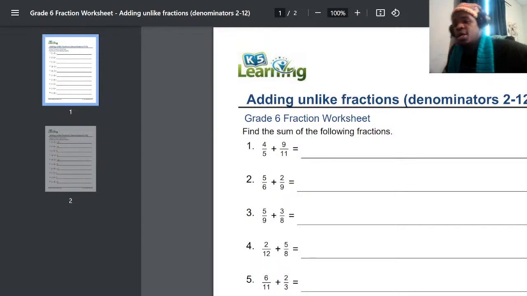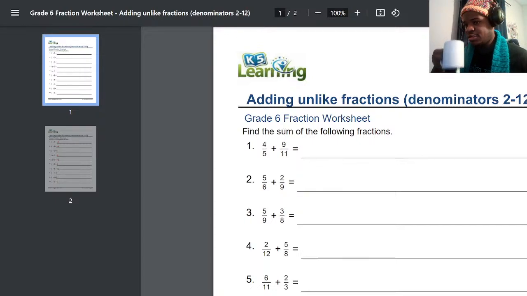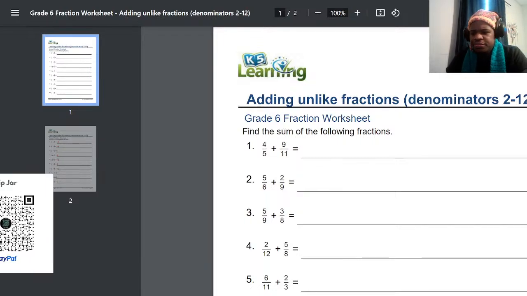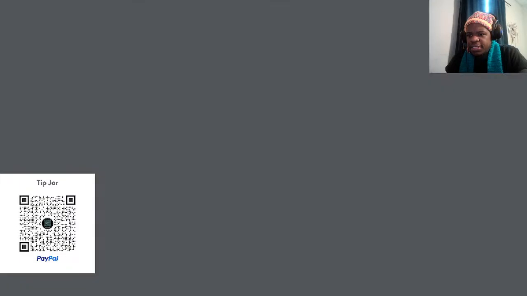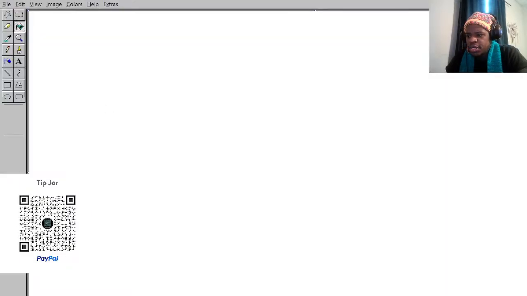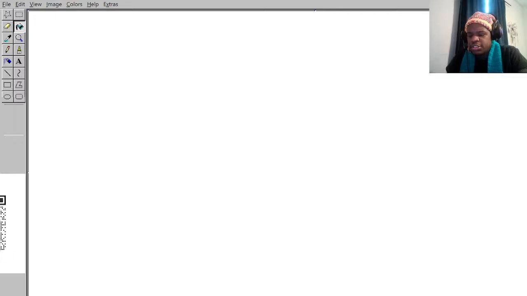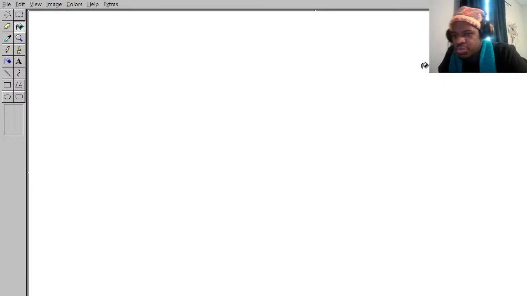We're going to be doing unlike, adding unlike fractions. I may turn off my screen if it blocks any of the problems or things like that. So I'm going to be using this and Paint to write down the equations and kind of break them down and show you guys some fast ways to actually solve these questions without going through the steps.